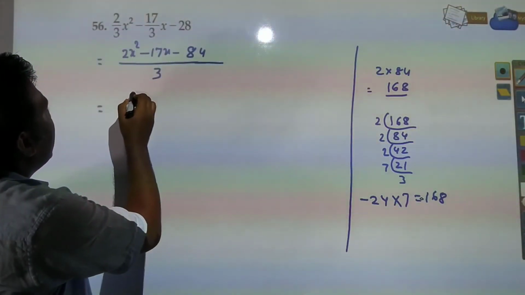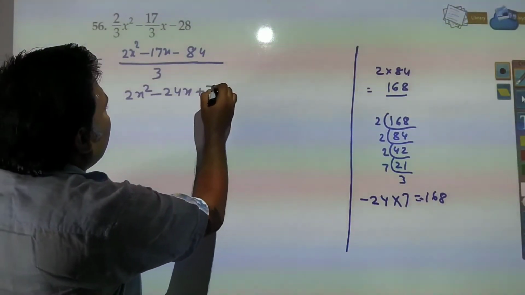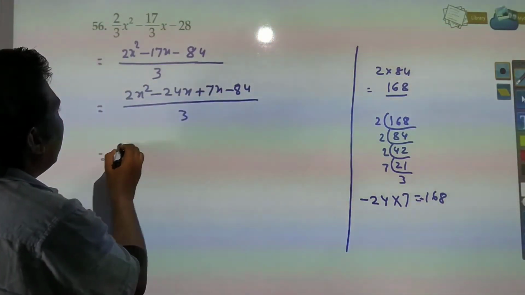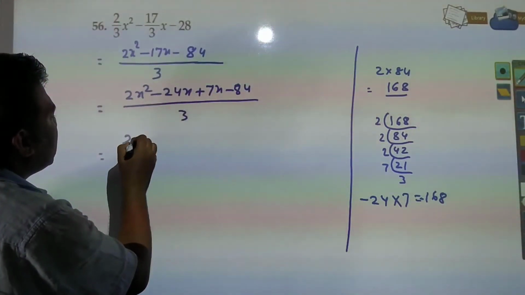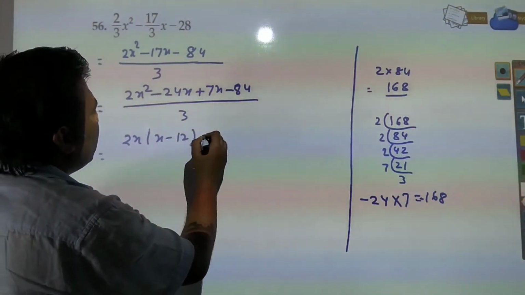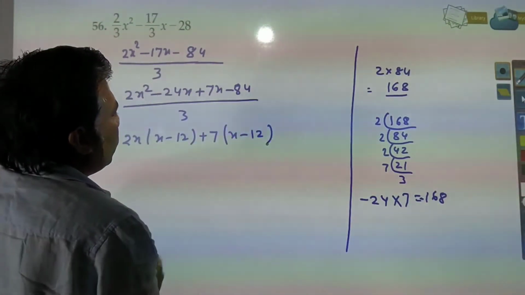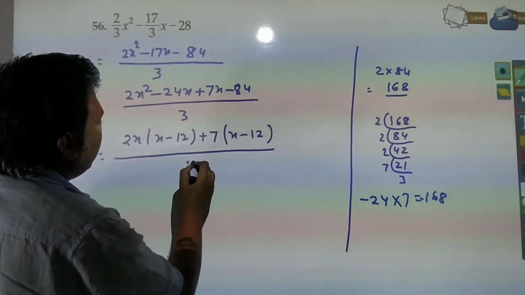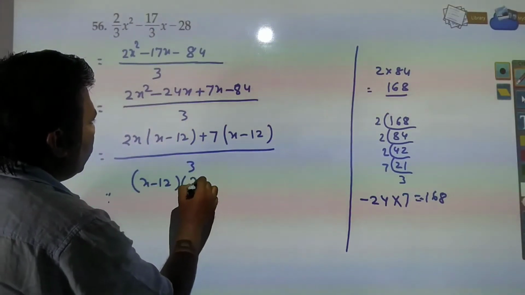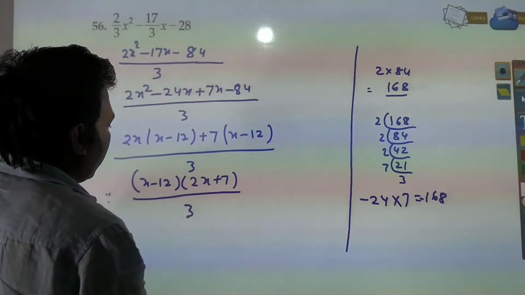So we will write 2x square minus 24x and plus 7x minus 84 divided by 3. And here we can take out common 2x and you will be left with x minus 12, and here plus 7 into x minus 12, divided by 3, and then you will get x minus 12 into 2x plus 7 divided by 3, and this will be your answer.